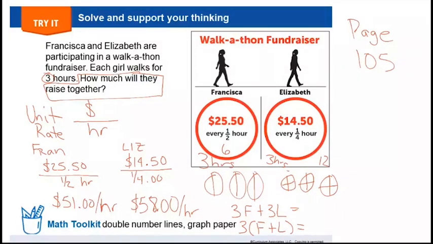51 plus 58 is 109. And so I get 3 times 109, which is $327. So those that said they got it, is that what you got, $327? Did anybody get 327? Just type yes, I got it in chat if you got it.